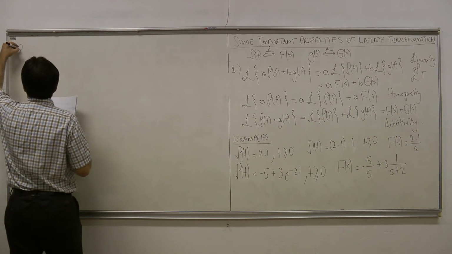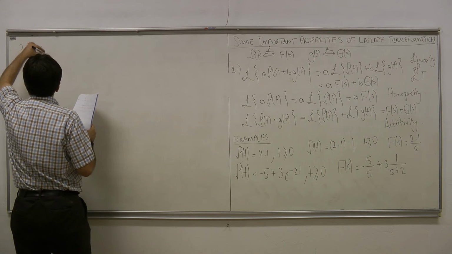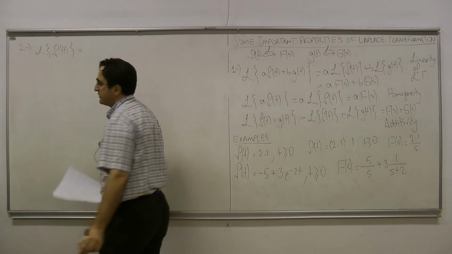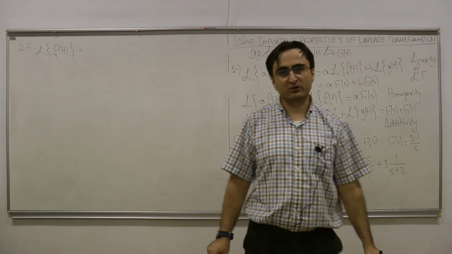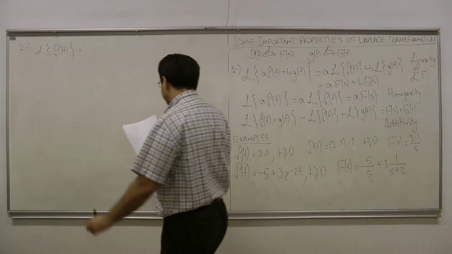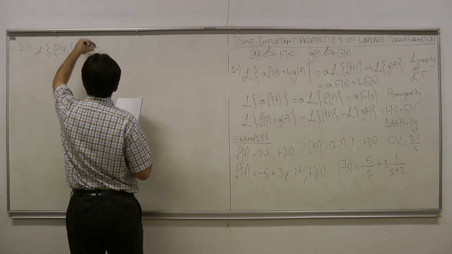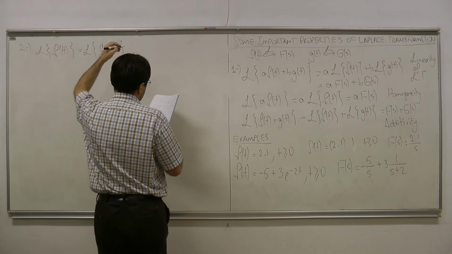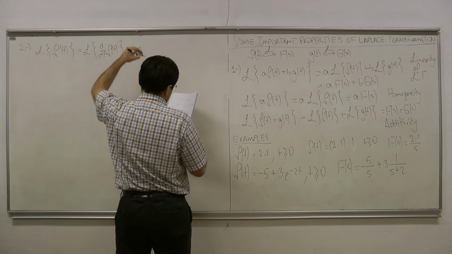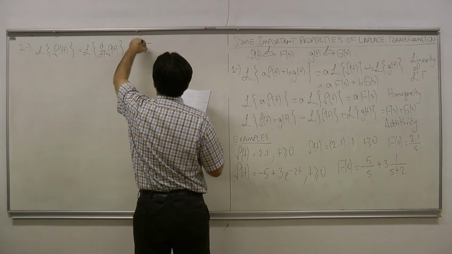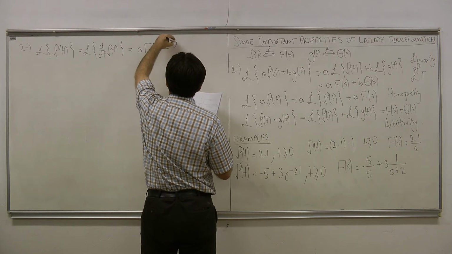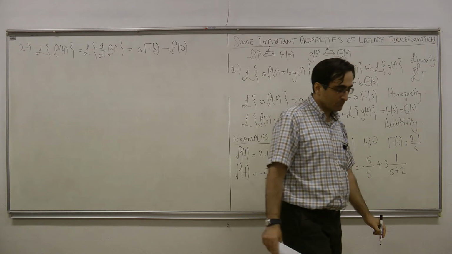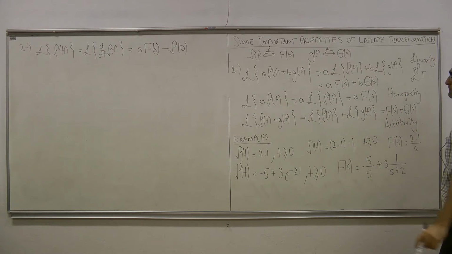So the second property is this. Laplace transformation of f prime of t. Here f prime of t denotes the first order derivative of the function with respect to t. Okay? So this is the Laplace transformation of d over dt of f of t. This is f prime. That is given as s times F of s minus f of 0.